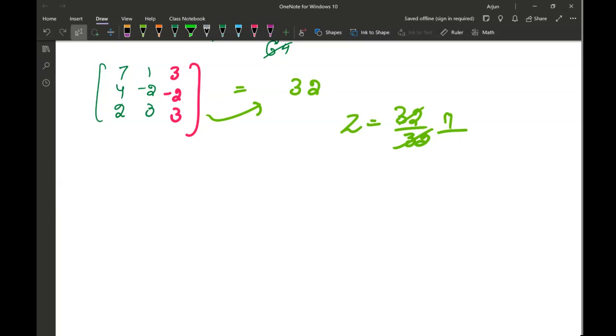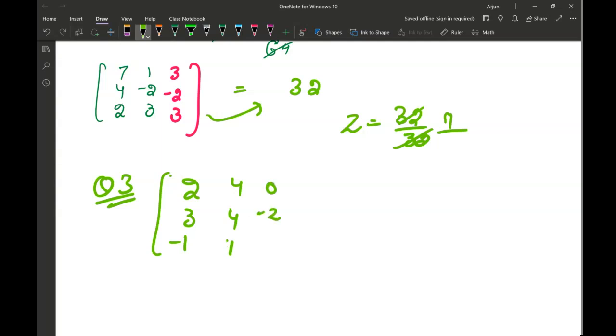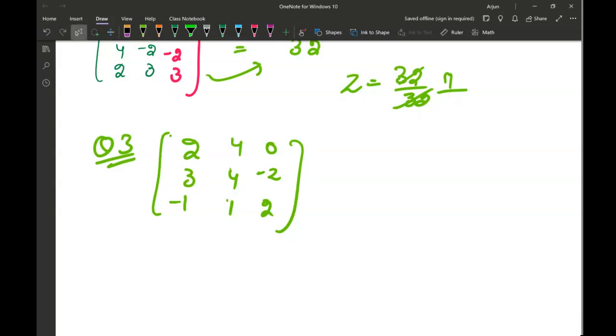And now let's look into question number 3. This was a little complicated. The matrix was given to you, and you have to use the Gauss elimination method. The matrix was [2 3 -1; 4 4 1; 0 -2 2]. First, I have to multiply it with another matrix here, [0 0 0 0].